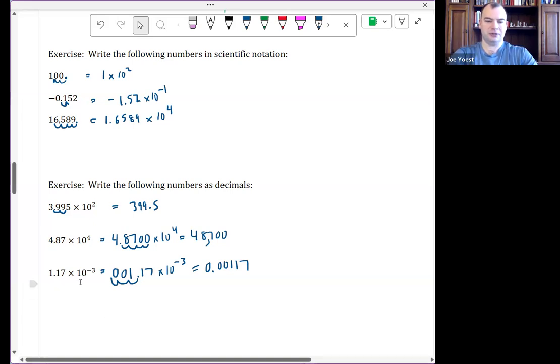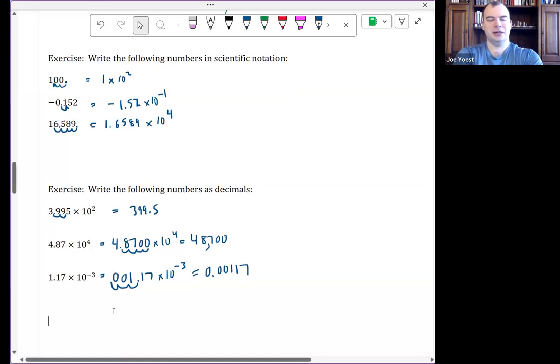And lastly, 1.17 times 10 to the negative 3. Again, I want to move 3 places to the left, but I only really have 1 place to go. So I can append zeros to the left side in front of the decimal. So I can make this 001.17 times 10 to the negative 3, move my decimal point 3 to the left, and that makes 0.00117. Any questions on scientific notation?